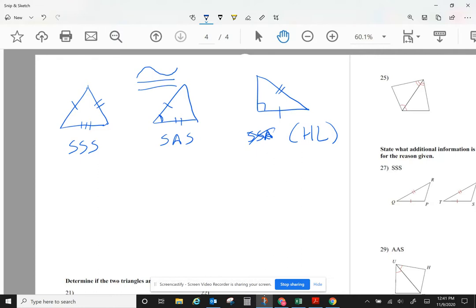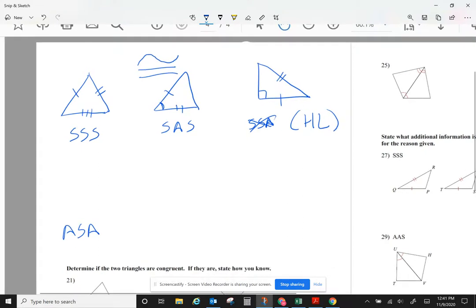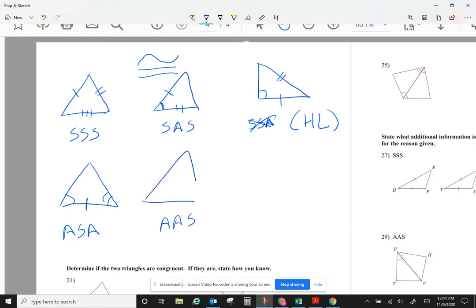We also talked about another rule that we called angle, side, angle. For that one, what I need is, as you guys can see, two angles to begin with, and the side is in between the angles. So that side. Another rule that we have is angle, angle, side. As you guys can see, I need two angles, but the side is not in between the angles. So I could choose this side, any side as long as it's not in between the angles.